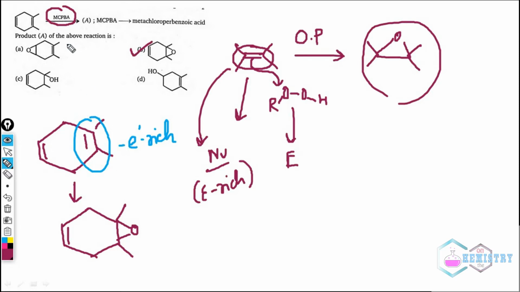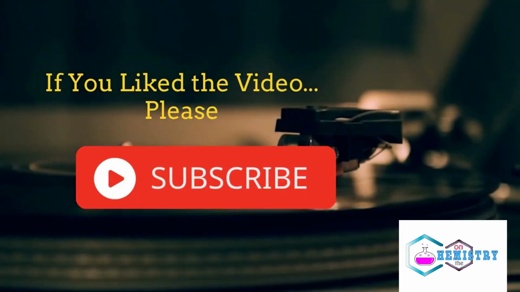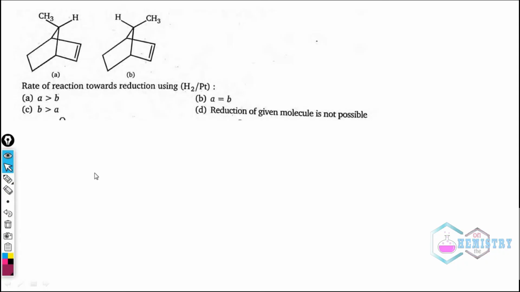It's very simple. We just need to know that the more nucleophilic double bond or more electron rich double bond will form the epoxide, and the question will be done. These are not very tough questions for any JEE aspirant. So moving on to the next one. So here is question number 6 for us. Now this question is particularly very easy.